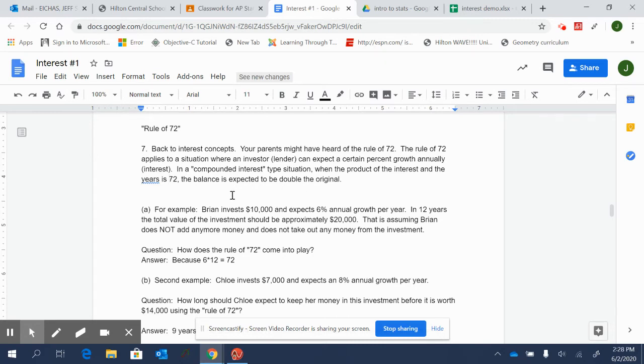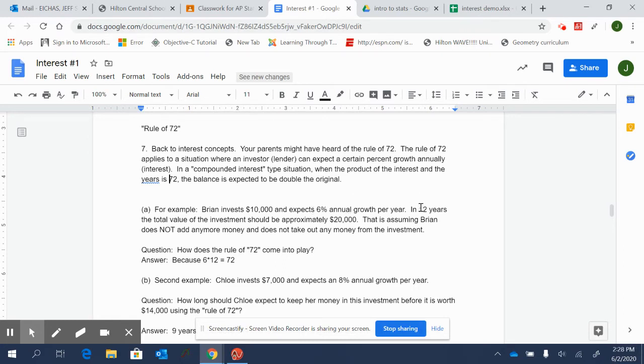So here goes. Let's say Brian invests $10,000 into some account. Okay, now he expects 6% annual growth on that investment every year. Every year, it's going to increase by 6%. And remember, this is compounded. So 6 times 12 is 72. So Brian can expect that in 12 years, his total investment will be worth $20,000. That's really how the rule of 72 works.